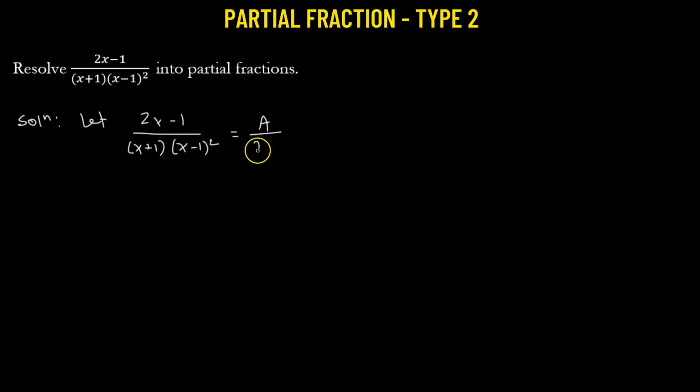So the first one will be A over x plus 1 plus B over x minus 1. So we'll consider only one factor out of x minus 1 whole square, and for C, we'll have to consider all the factors of x minus 1. So that's x minus 1 whole square, repeated twice. Let this be equation number 1. Here A, B and C are 3 constants whose values we need to obtain.